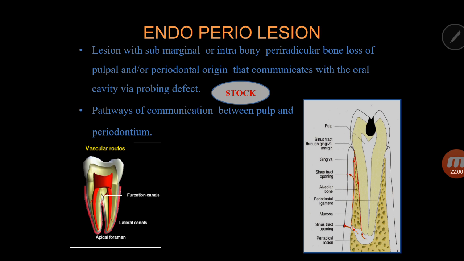The last one is the endo-perio lesion. An endo-perio lesion is a relationship between the endodontic and the periodontal lesion. I hope you know the communications. The communications can be a deep periodontal pocket, or the lateral canals, or for a molar, it can be through the furcation areas or any accessory pathways. You can see the furcation areas here in this diagram.